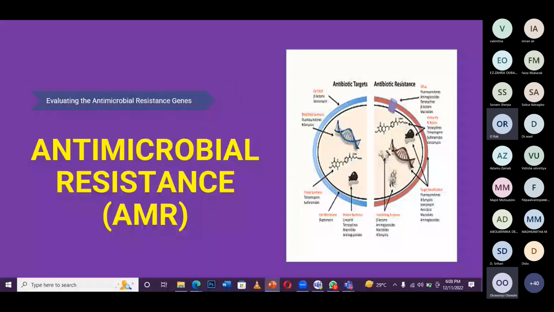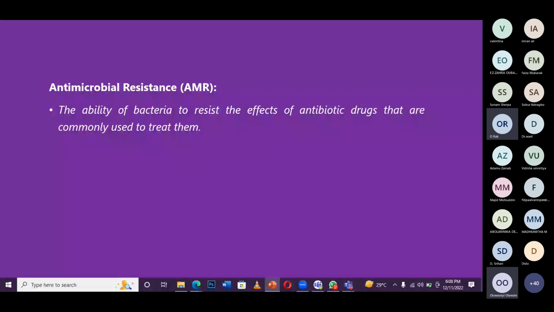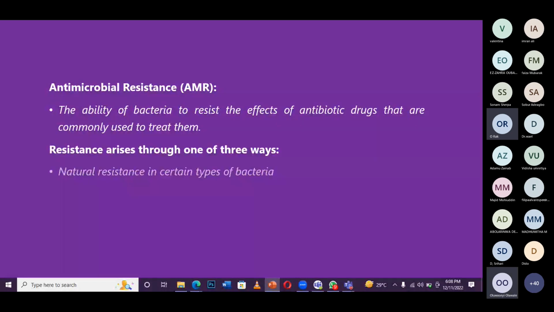That is antimicrobial resistance. And resistance arises either through natural resistance of certain types of bacteria, genetic mutation, or acquired resistance from another. Now, in acquired resistance from another, this is where mobile gene elements are associated. Acquiring resistance from what? From another. Because to acquire resistance from another, there must be a mechanism, of mobile gene element. So you'll understand what mobile gene element is as we go.